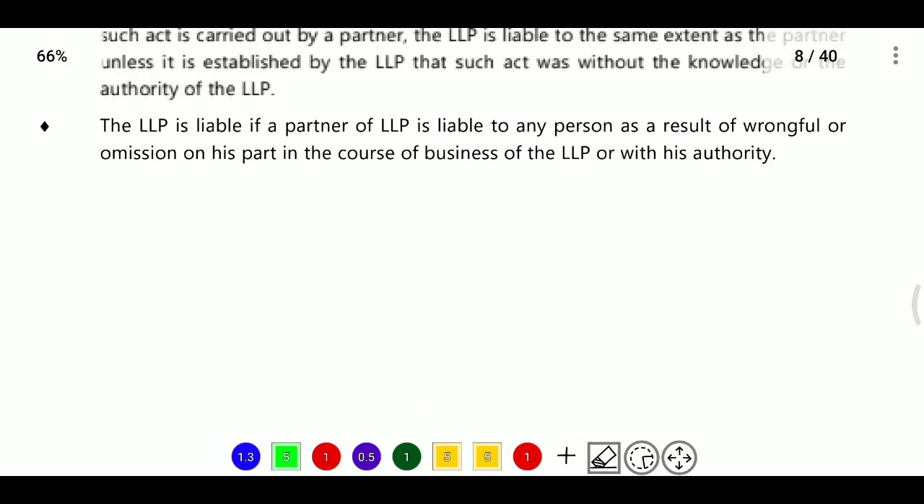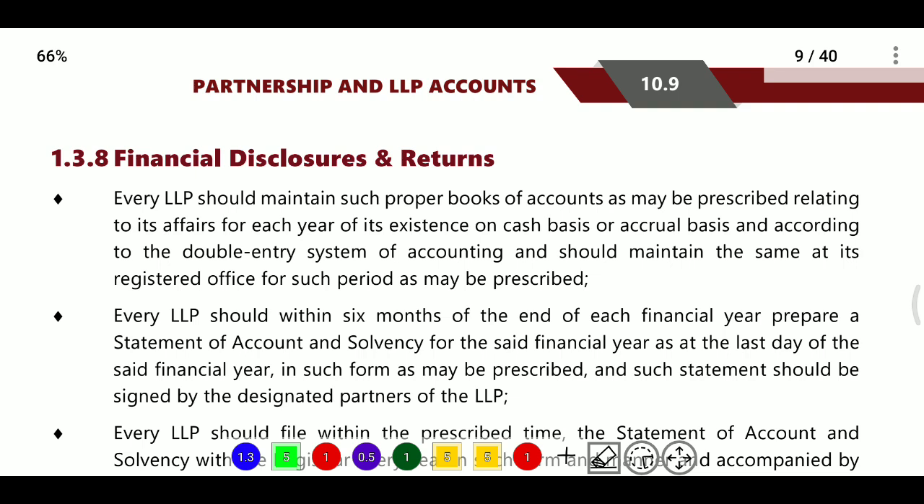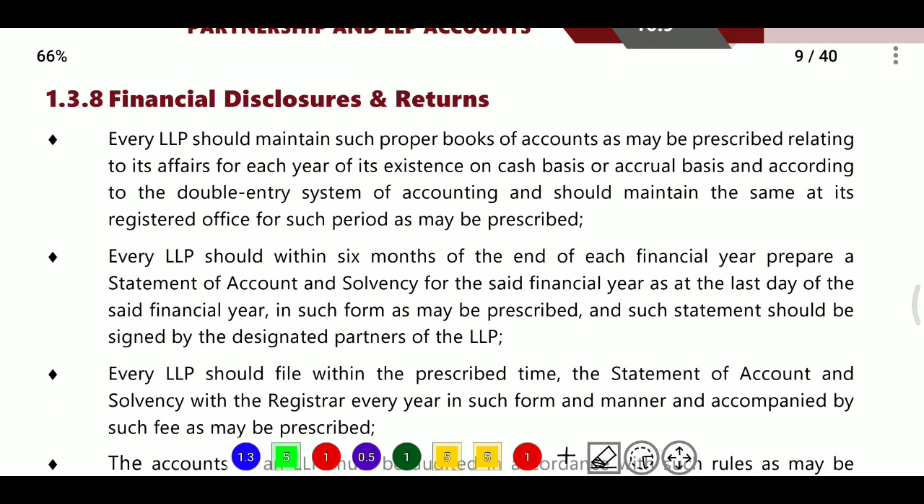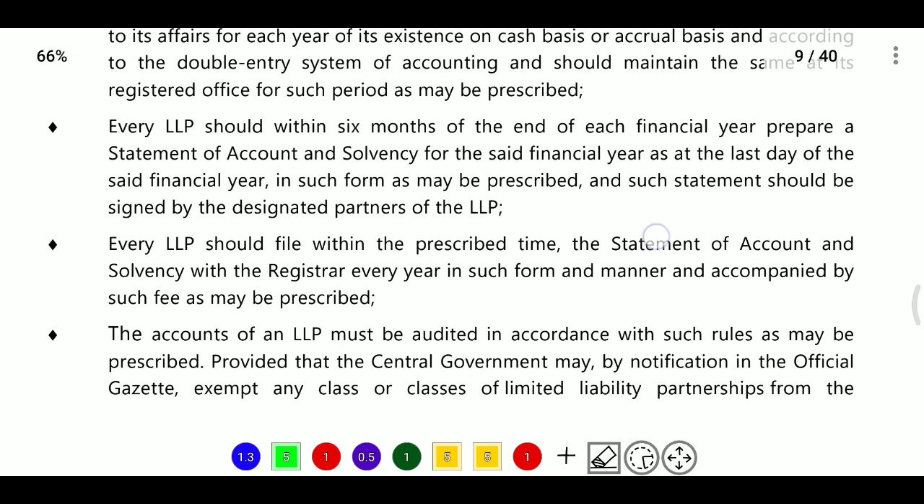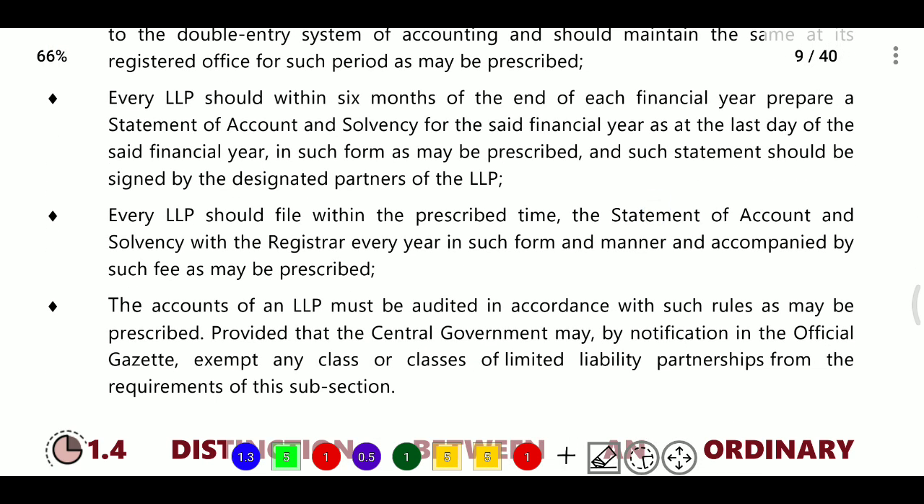Next, what are financial disclosures and returns? LLPs are required to maintain financial records, prepare annual accounts and file annual returns. So they need to prepare records, financial statements and annual returns with the registrar of LLP. For example, every year Jet Consulting LLP files its financial statement and annual returns with the registrar to comply with statutory requirements.